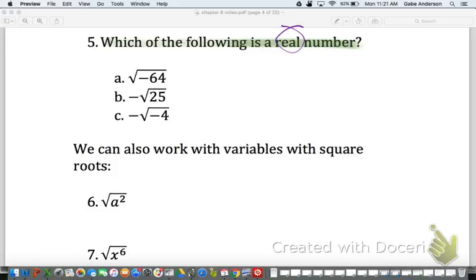So if you don't mind, set aside your calculator for just a second, and let's think about this for a moment. Let's think about what a square root is, what it means. So take a look at A. Square root of negative 64.